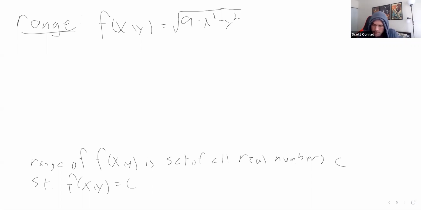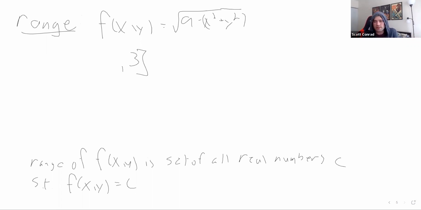Well, the biggest this is going to get, we can think of it as 9 minus (x squared plus y squared), right? X squared plus y squared is always greater than or equal to 0. And so it's 9 minus something greater than or equal to 0. The biggest that's going to be is when you're subtracting 0 from that, right, at 0, 0. So at the point 0, 0, we get square root of 9 minus 0, which is 3. That's the biggest we can get, because you're always subtracting something greater than or equal to 0.